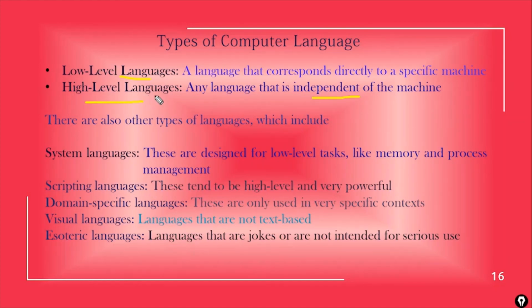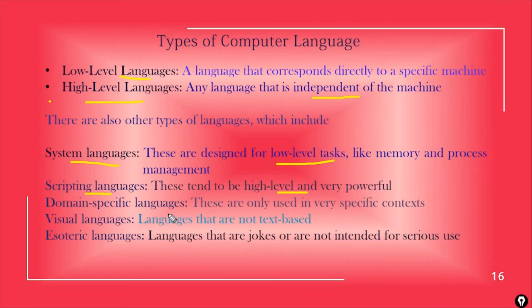We also have other types of languages, which include system languages. System languages are designed for low level tasks like memory management and process management, and computer programs required to execute particular hardware can be called system languages. Scripting languages tend to be high level and very powerful languages, like HTML and JavaScript. Those are examples of scripting languages.